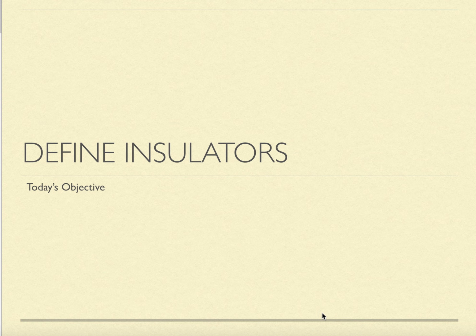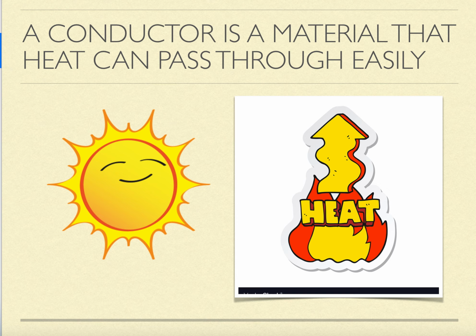Today's objective is going to be to define what an insulator is. So what property or characteristics make an insulator? Well, first, let's review what we already know. Last time we talked about what a conductor is. We learned that a conductor is a material that heat can pass through easily.